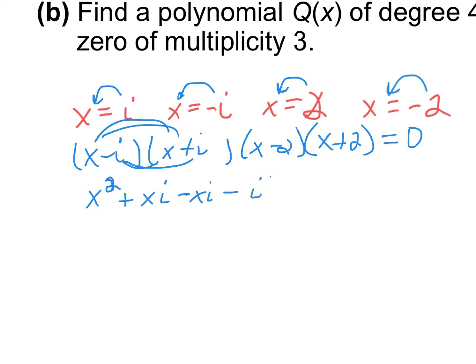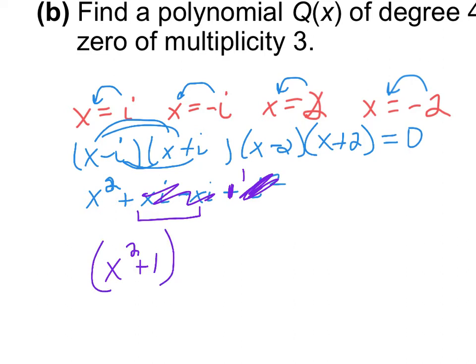Negative i squared, guys. Every time we see negative i squared, what do we do? We cross it off. Good. We change the sign and we make it a 1. Perfect. So combine like terms. What happens with a positive xi and a negative xi? They cancel out. So I'm left with x squared plus 1. Everybody see that? No, not yet. We got to do this other 2 here.